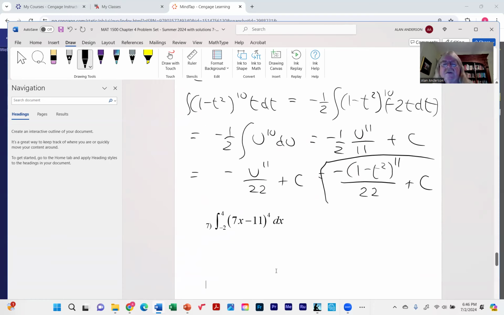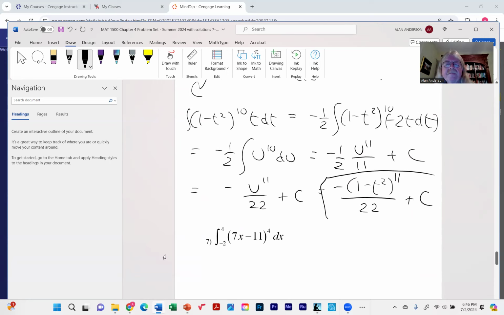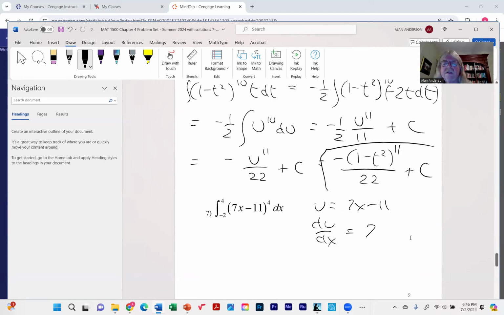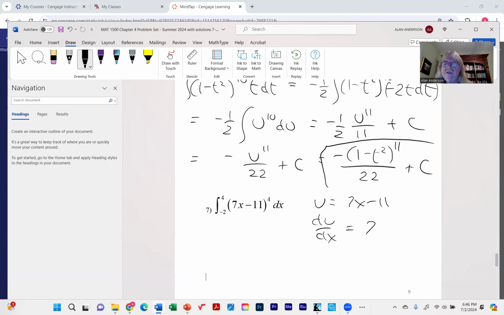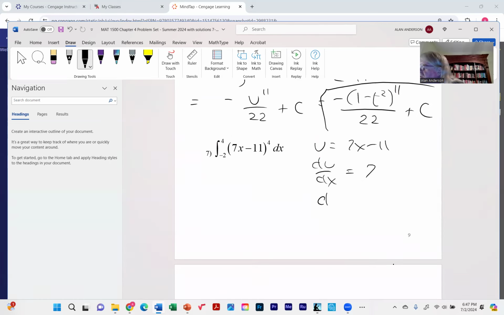Now this one looks like it's going to be very similar. Well, let's see how it works out. Let's not jump to any conclusions. Let's try u equals 7x minus 11. du/dx is 7, and therefore du equals 7 dx. Well, what do you know?